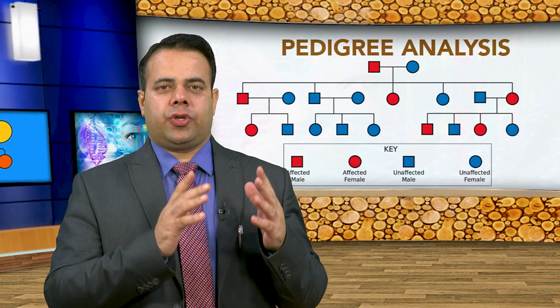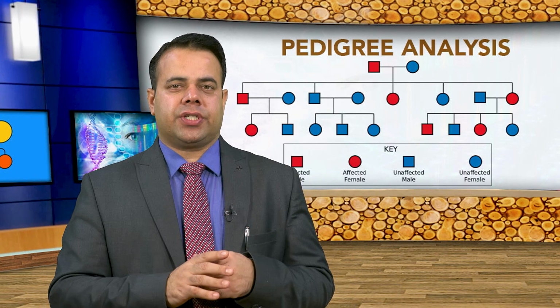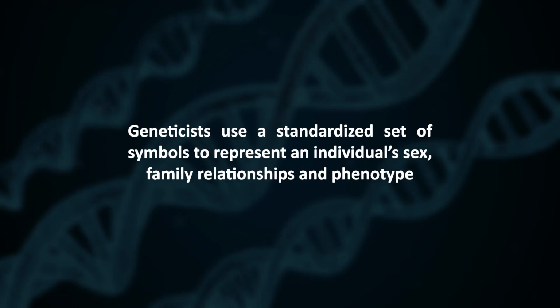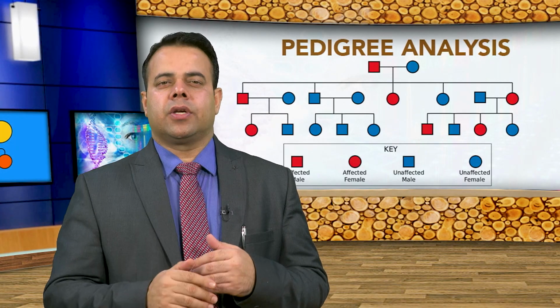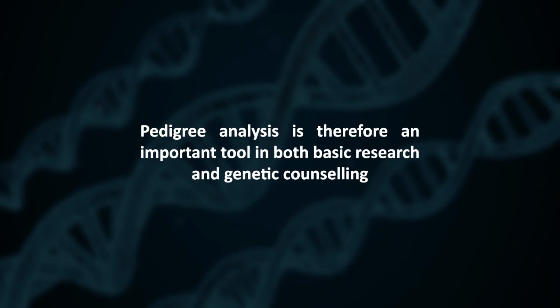While commonly used in human families to track genetic diseases, they can be used for any species and any inherited trait. Geneticists use a standardized set of symbols to represent an individual's sex, family relationship, and phenotype. These diagrams are used to determine the mode of inheritance of a particular disease or trait or character and to predict the probability of its appearance among the offspring. Pedigree analysis is therefore an important tool in both basic research and genetic counseling.